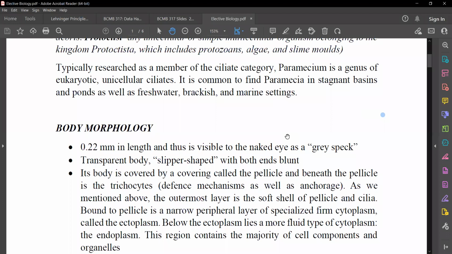But because they are microscopic, they are mostly seen as a grayish speck, right? It's difficult to see them with the eye, but if you're able to locate them in the ponds, you find them as gray specks, very tiny.